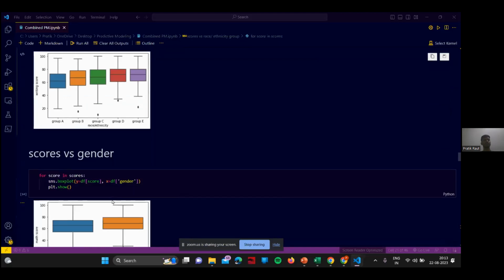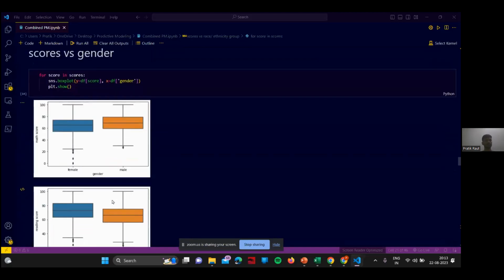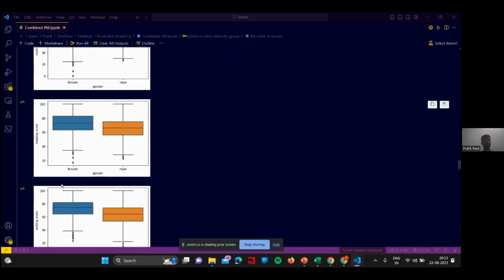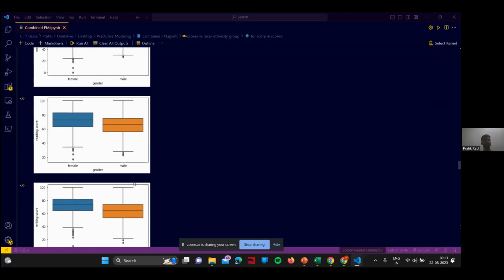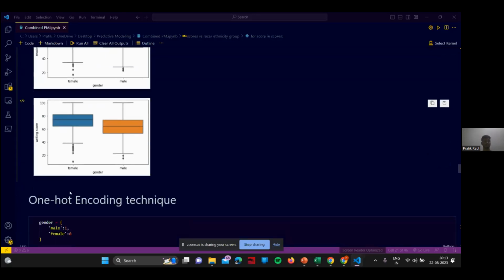Then scores based on gender. We can see that males score better in math as compared to females. In reading, females score better, and in writing, females also score better. Then we do the one hot encoding.